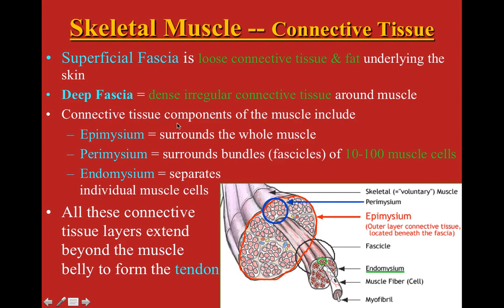Connective tissue components of your muscle include your epimysium, and you can see here the epimysium kind of surrounds the whole muscle itself. Your perimysium, which surrounds the bundles or the fascicles of about 10 to 100 muscle cells. Your endomysium, which separates into individual muscle cells. Okay. And all of these connective tissue layers extend beyond the muscle belly to form a tendon, okay?